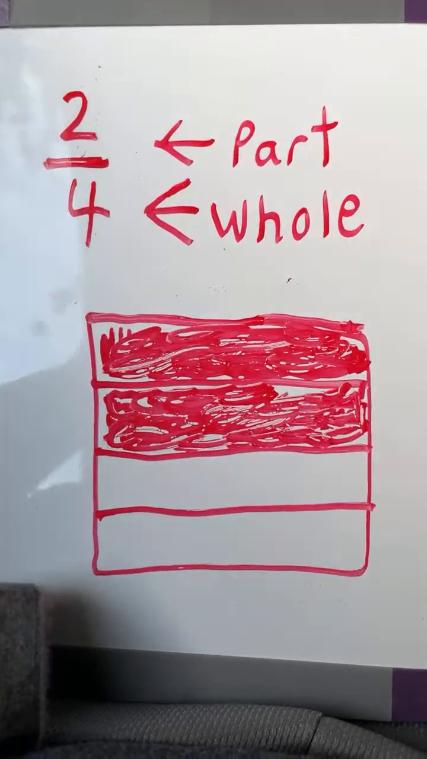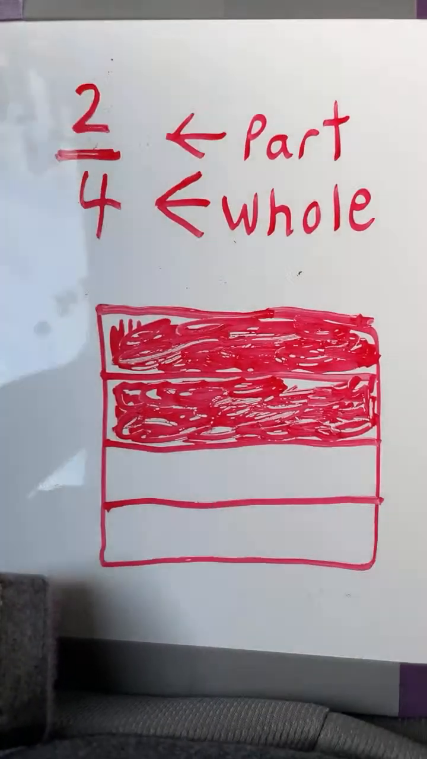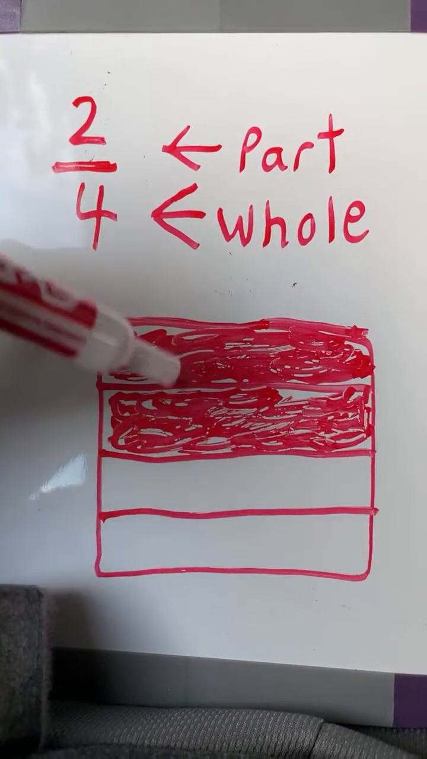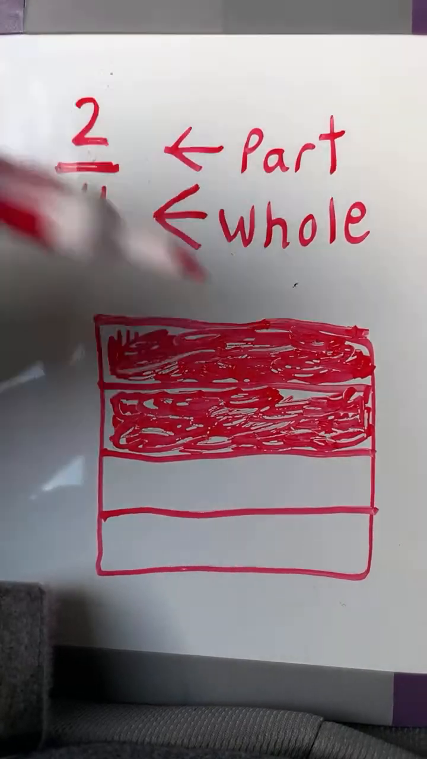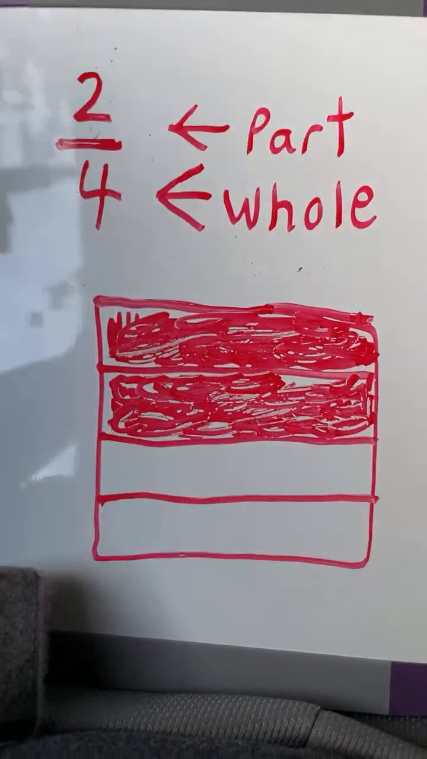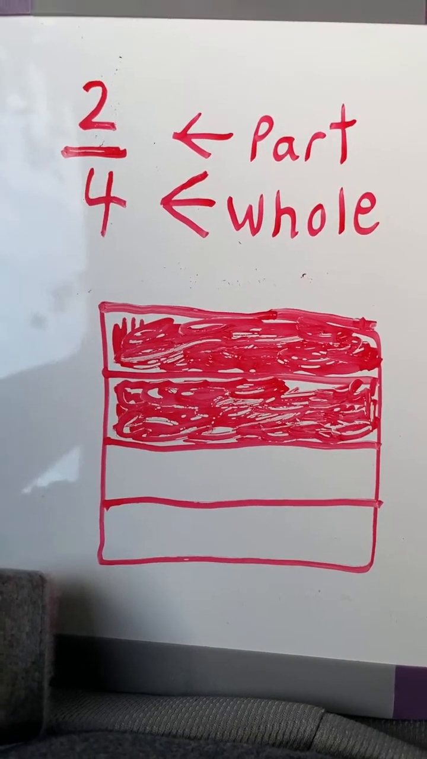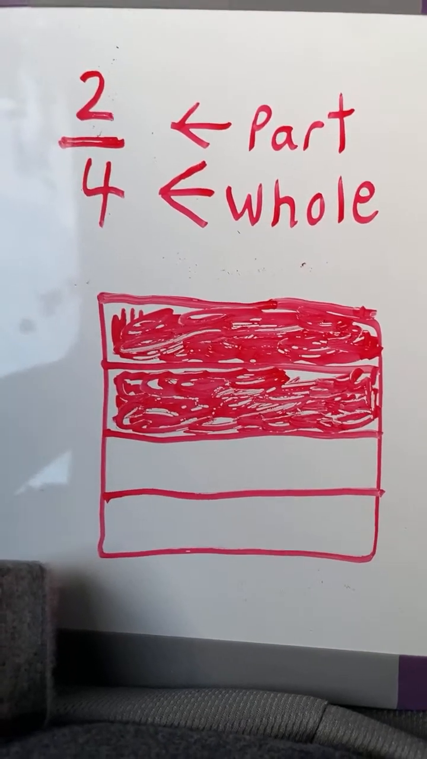And 2/4 is equivalent to 1/2 proportionally. As you can see, this square, unlike the other square, has 4 total parts instead of 2, but about half of the square is filled. 2 out of the 4 parts are filled. So the 2/4 is equal in size to 1/2.